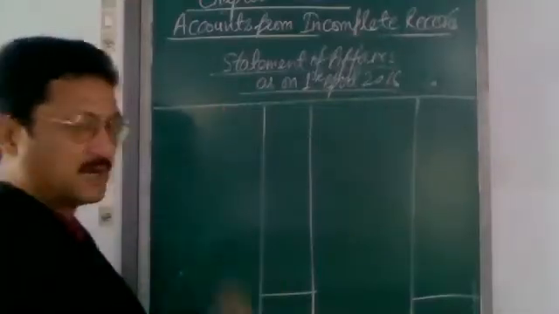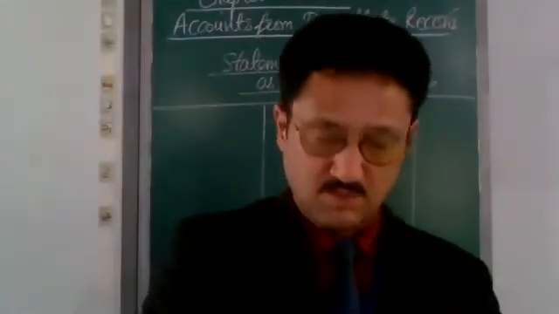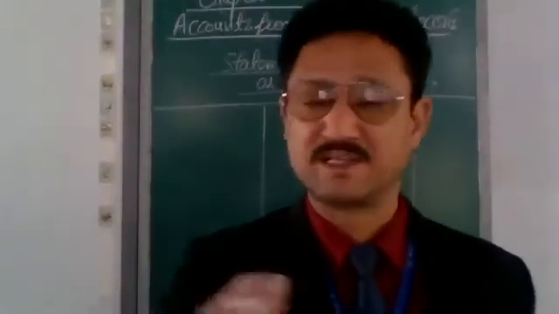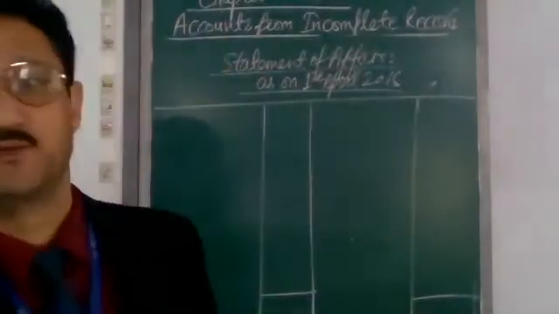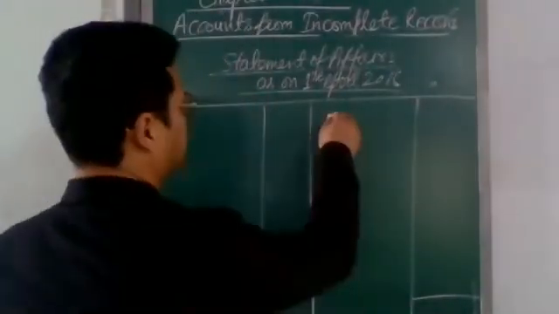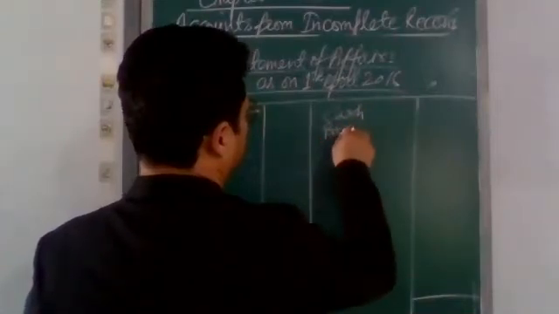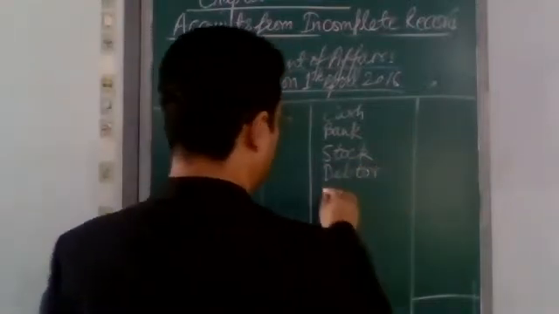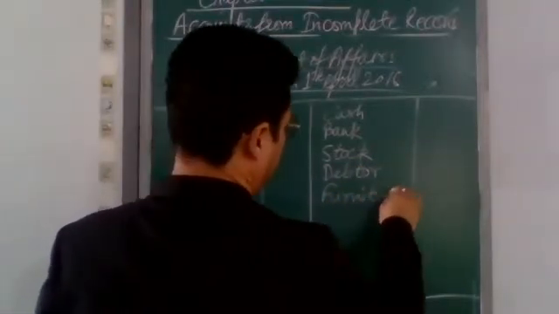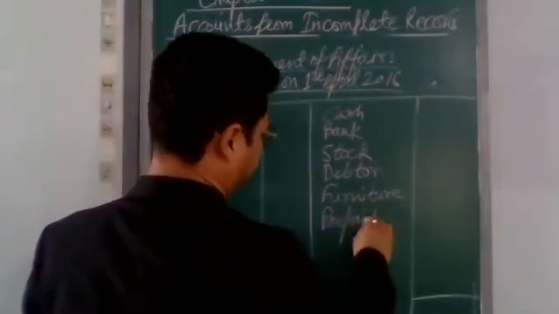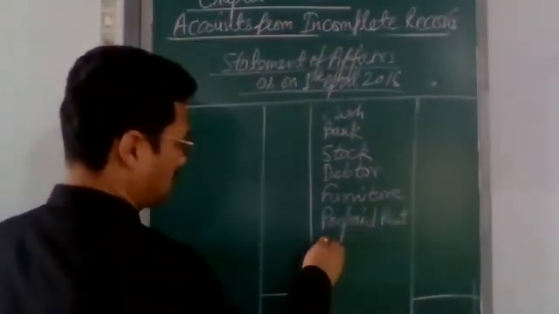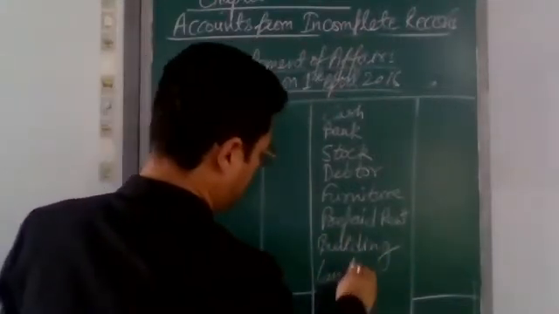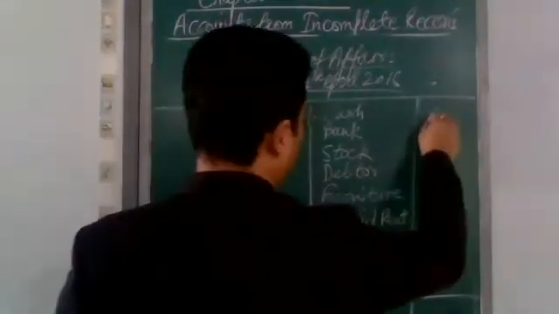Date is 1st April 2016. In the question, various balances of different accounts will be given to you, that on 1st April 2016, the following balances were there: cash, bank, stock, debtor, furniture, prepaid, or building, land, and so on. You will write all these.